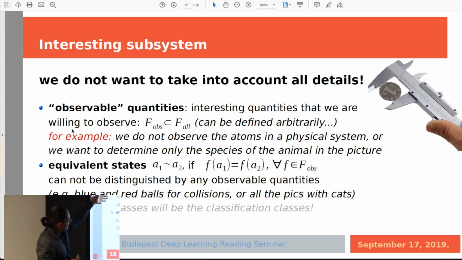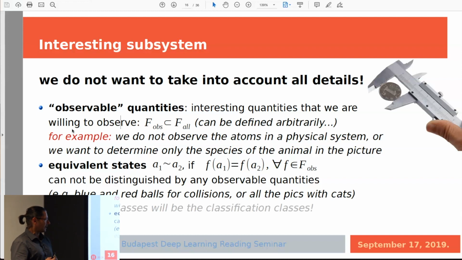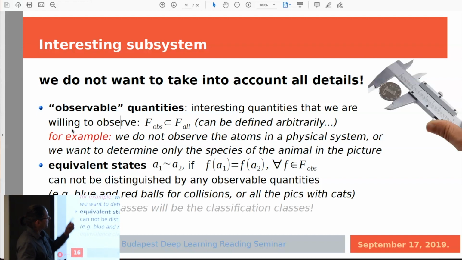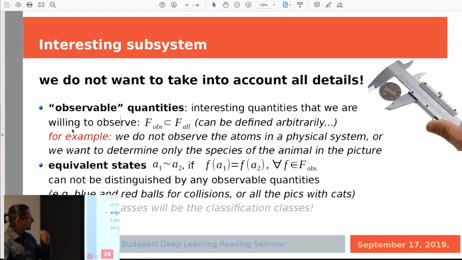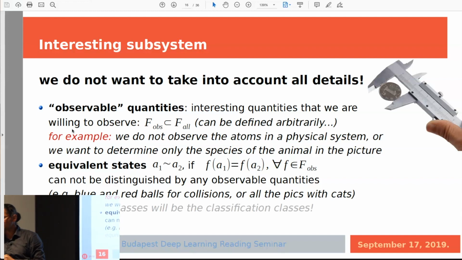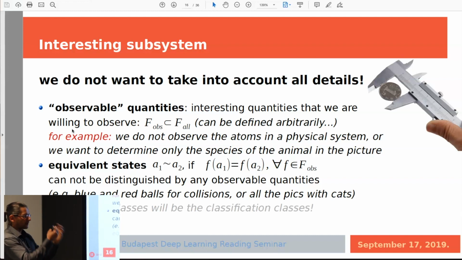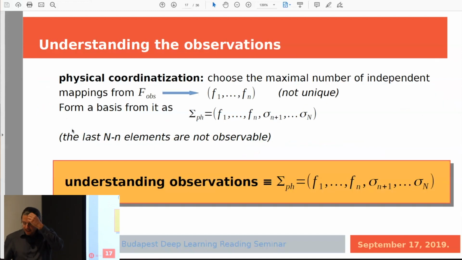Okay, so that means that we have a subset of all the observations which are important and interesting for us, and using this subset, we can speak about equivalent states. These will be the classes in the image classification. So two states are equivalent if every element of the observable subsystem gives the same answer for them. For example, all the pigs and cats are, from this point of view, equivalent, because our observable quantities contain just the species of the animal. So they cannot be distinguished by any observable quantities, and these will be the classes in the classification task.